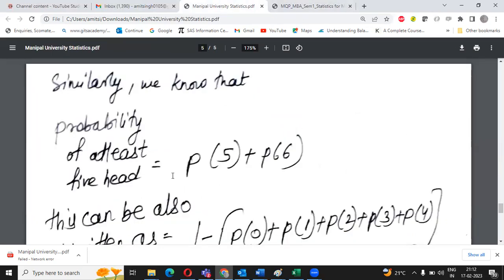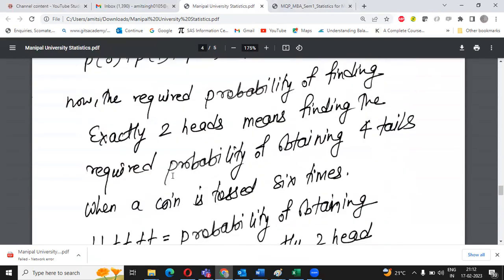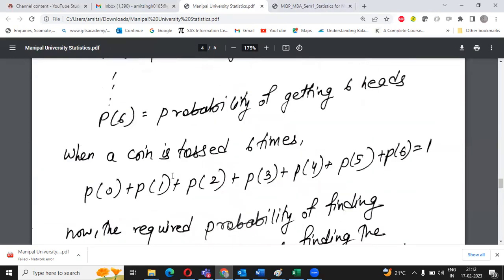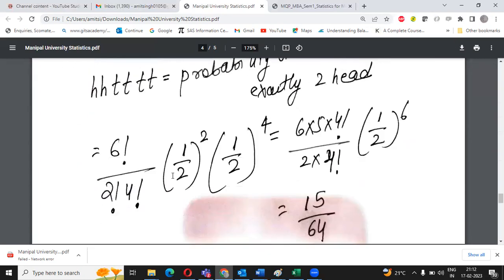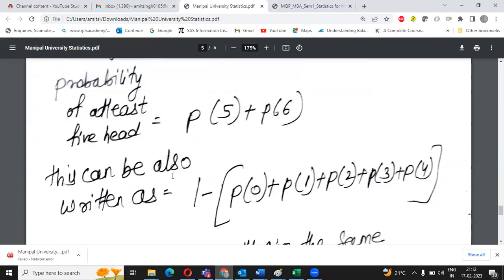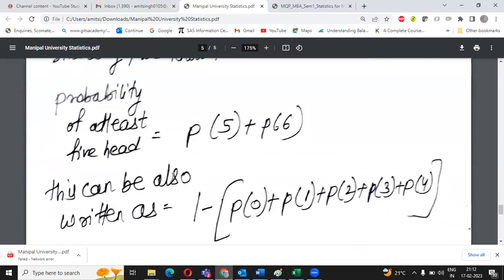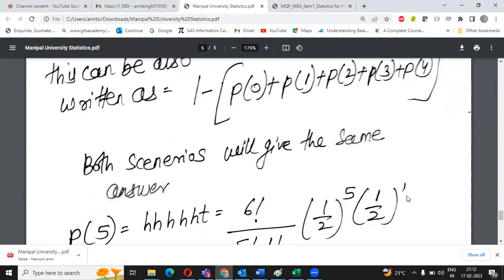Now the next part, the question is, what is the probability of getting at least 5 heads? In case of probability, you know that P0 plus P1 plus P2 plus P3 plus P4 plus P5 plus P6, the total sum is 1, right? If I'm saying probability of getting at least 5 heads, I'm talking about the probability of getting 5 heads and 1 tail, or all the 6 heads. So this can also be written as 1 minus the probability of getting 0 head plus 1 head plus 2 heads plus 3 heads plus 4 heads.